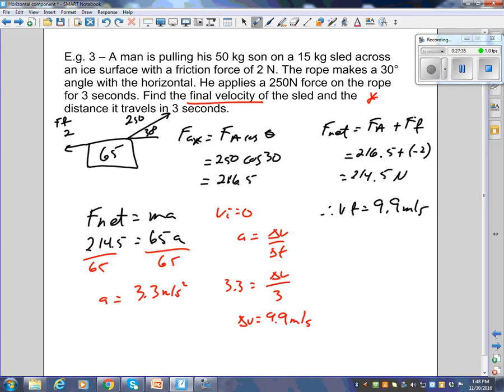Okay. To find the distance it travels, the distance formula is V bar equals d over t. Do I have V bar? No, I don't. V bar is average. I have Vf. So it's V bar equals Vi plus Vf all over 2.